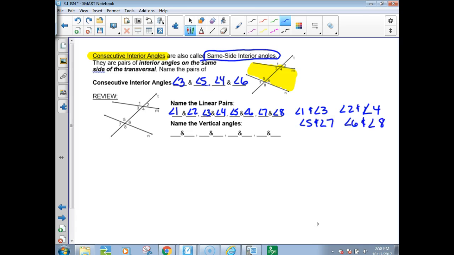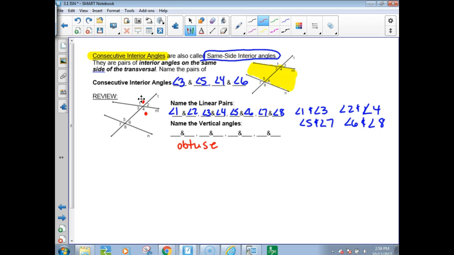Okay, any two next to each other that make a straight line are linear pairs. The vertical angles we can easily get, and that's all the pairs that there would be. I'm just going to mark the two obtuse. These are two obtuse vertical angles. I'm going to note that because I think that's something we should know.